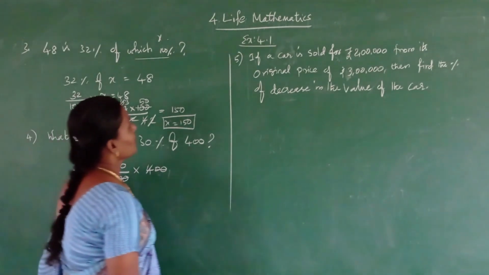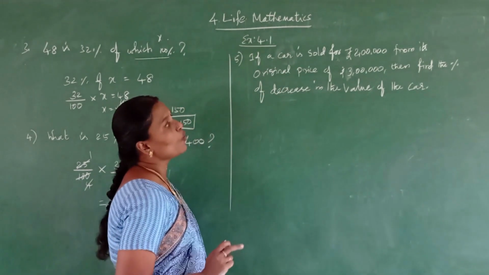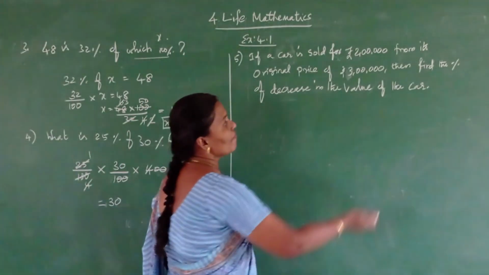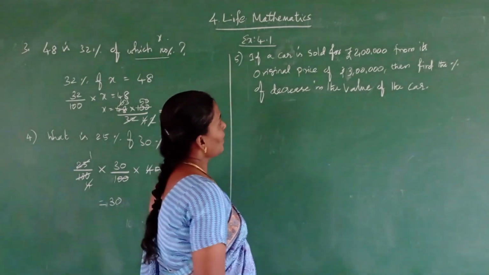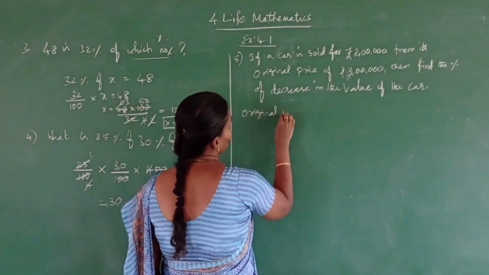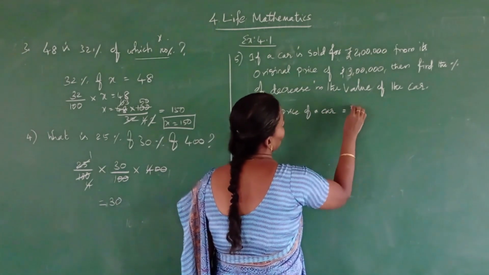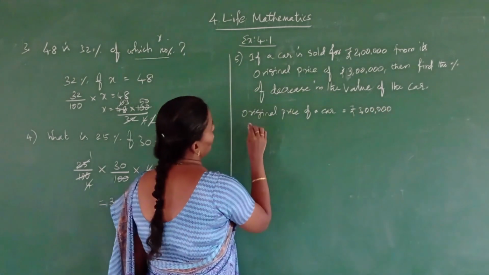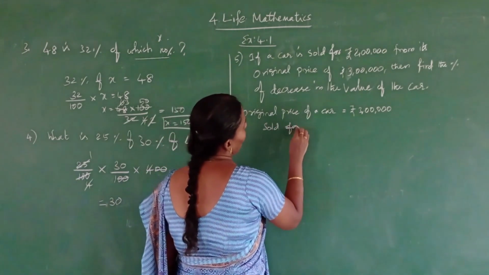Good. Now we see the fifth one. If your car is sold for rupees 2 lakhs from its original price of 3 lakhs, then find the percentage of decrease in the value of the car. Okay, so what is the original price of the car? Original price of your car is equal to rupees 3 lakhs. Okay, now it is sold for how much?